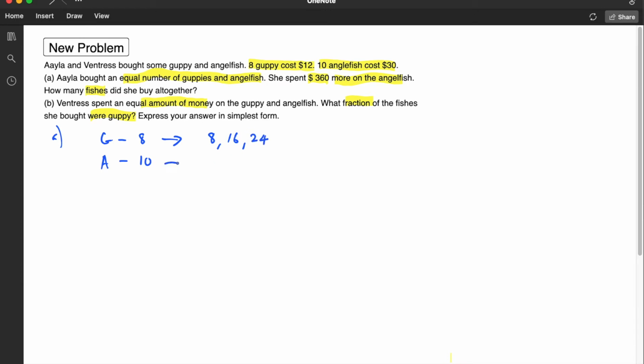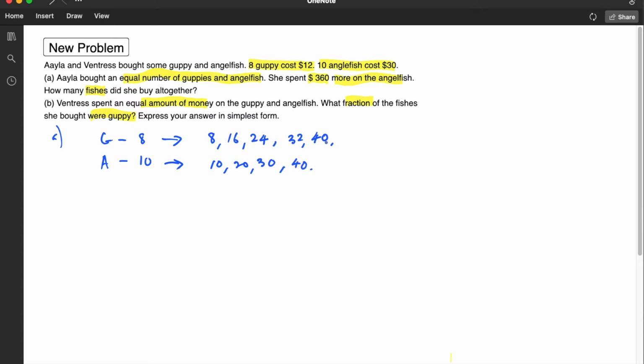So let's do the same for 10. So we have 10, 2 times 10 is 20, 3 times 10 is 30, so there's nothing common here, so we have to keep on going. So 4 times 8 is 32, and then 5 times 8 is 40. So we can immediately see that the second least will be 40.